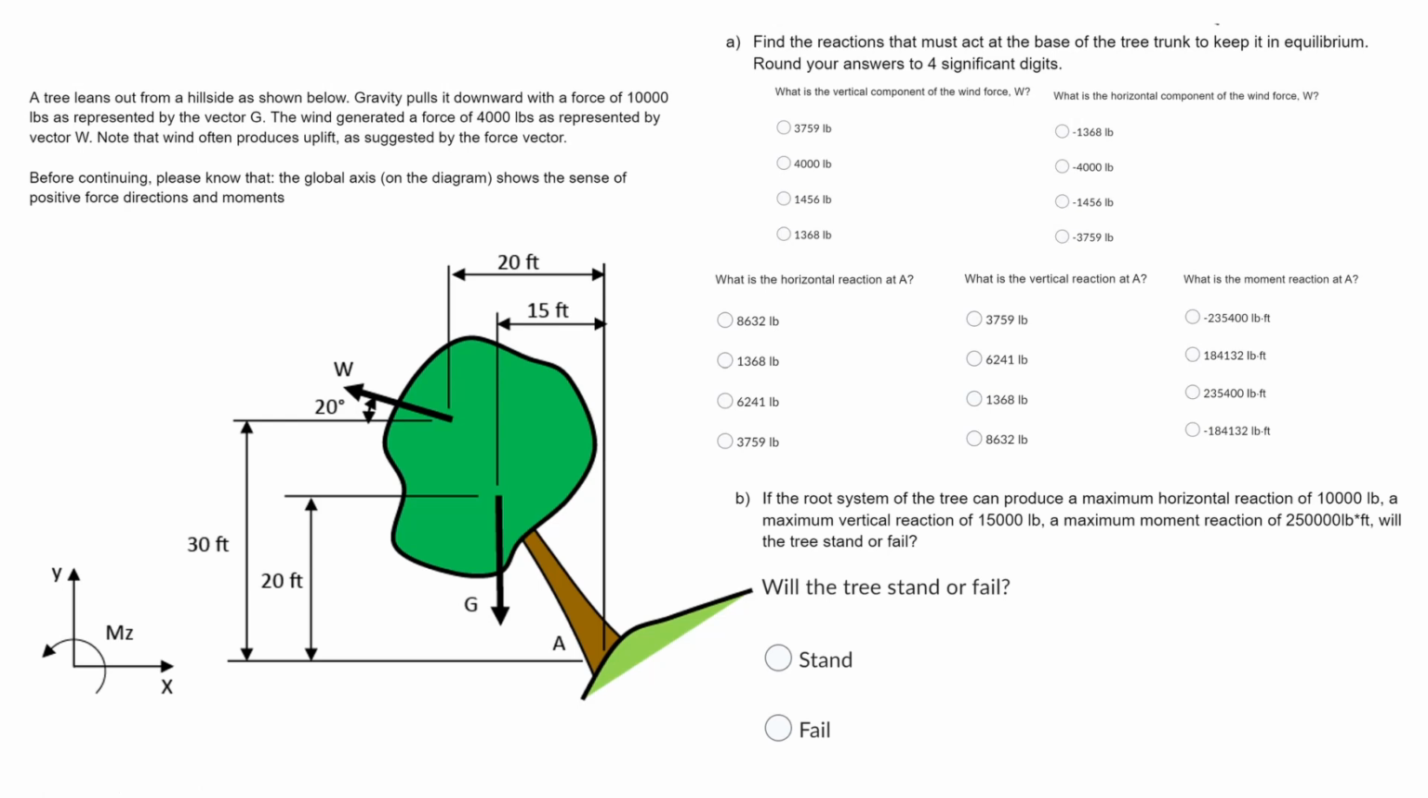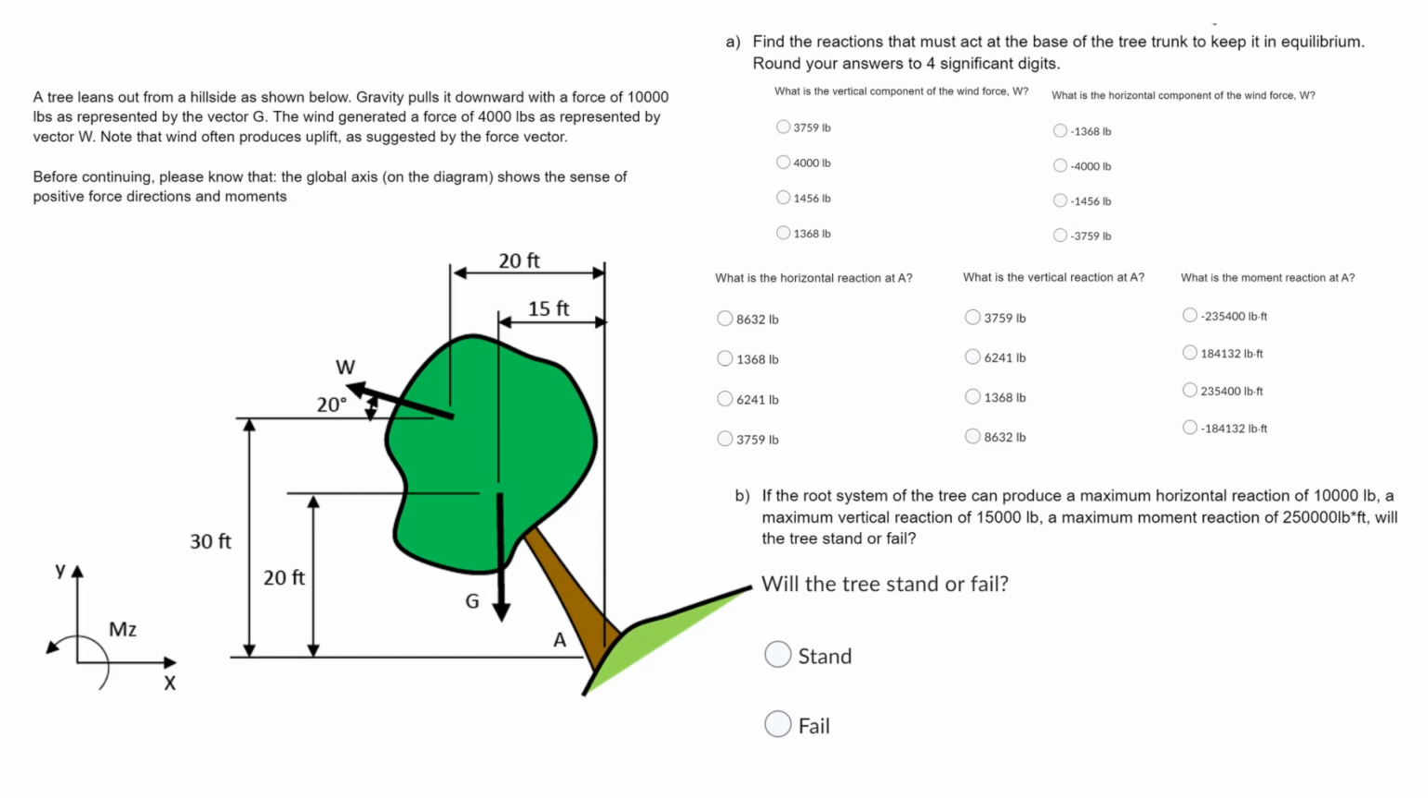So we have a tree here that leans out of this hillside, and we have 2 vectors of interest acting on it. These 2 forces acting on the tree create reaction forces at point A. And in part A, that is what we are asked to find. We need to find the reactions at the base of the tree trunk to have this tree remain in equilibrium.